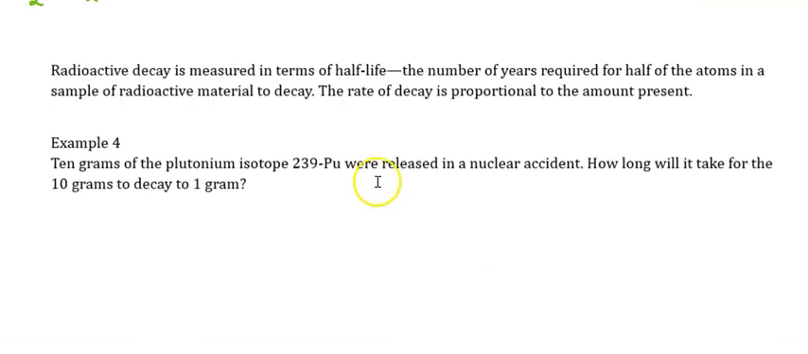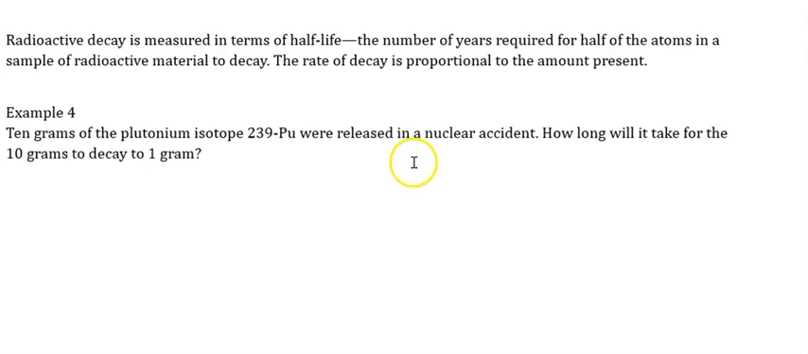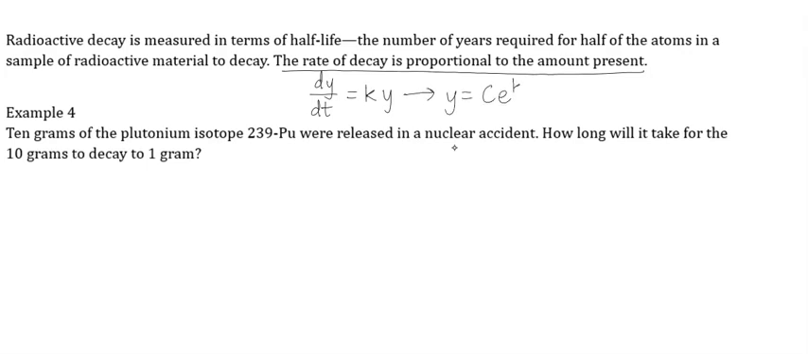Our next example begins by telling us that radioactive decay is measured in half-life and that the rate of decay is proportional to the amount present. So what that means is that the rate of decay, if I were to call that dy/dt, is proportional to the current amount present, the current value at y. That has the same setup as what we saw in Theorem 6.1, so that tells us that y is equal to ce to the kt. They also tell us that this is decaying, and so we definitely know that our value of k is going to be less than 0. So let's use this information in example 4.